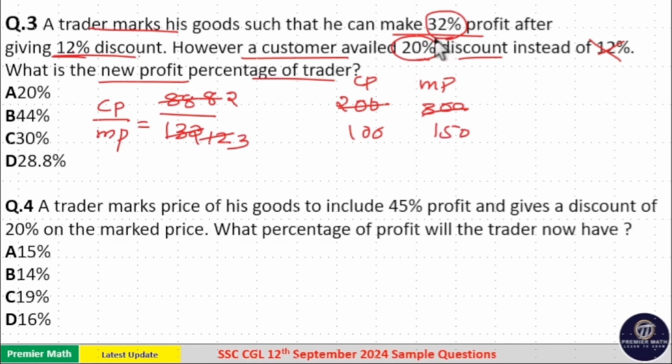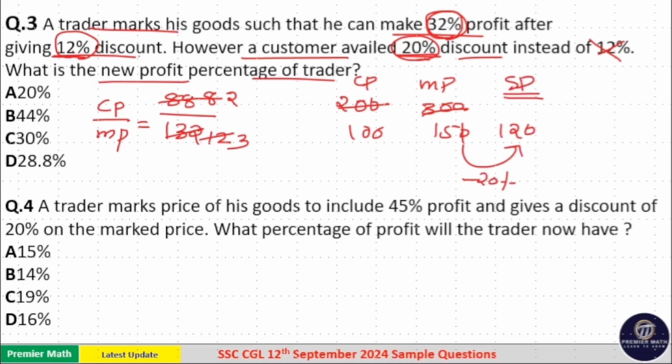And here, first he tried to make 32% profit by giving 12% discount. But the customer asked for 20% discount. So he has to give 20% discount on this market price. So 20% discount on 150 is equal to 10% is 15, 20% is 15 into 2, 30. So 150 minus 30 is 120 is the selling price.